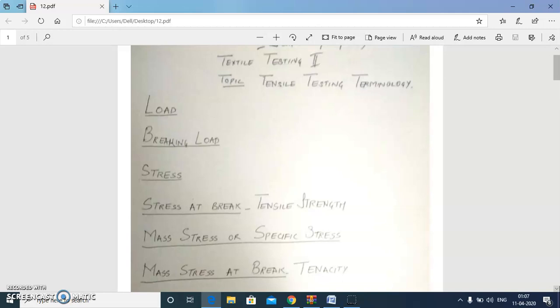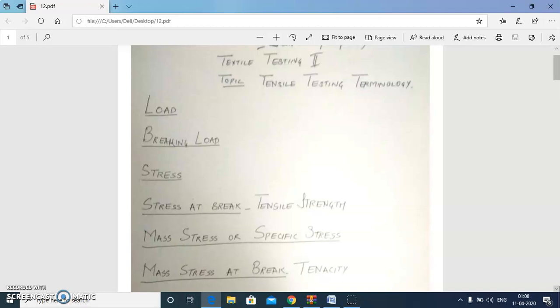Now when we have to compare the strength of two specimens, yarn specimen or fiber specimen, then we need to compare in terms of stress or mass stress or specific stress. Now, what is the difference between these two terms? We need to understand. Stress is basically breaking force divided by cross sectional area, and mass stress or specific stress is basically breaking force divided by linear density of the material. Now, these are the two terms we need to understand.